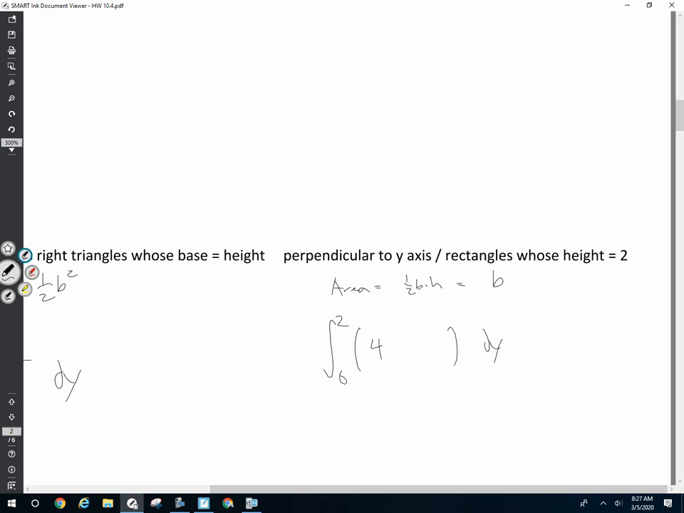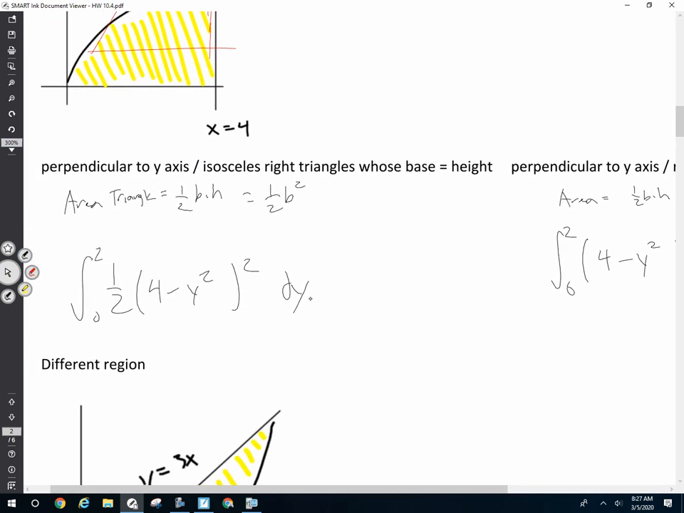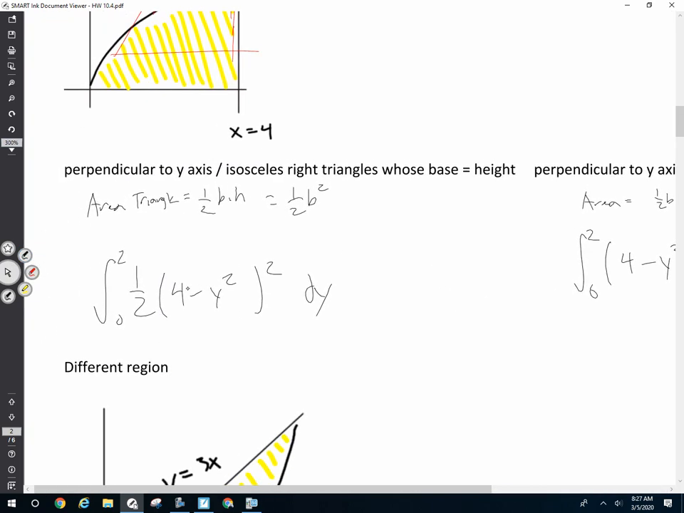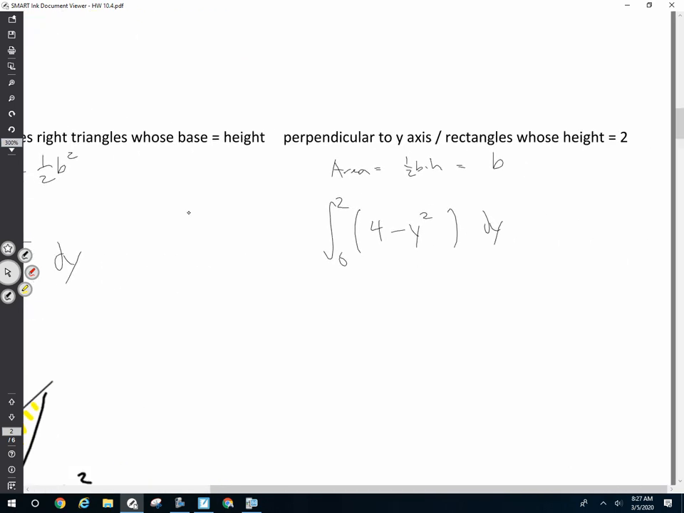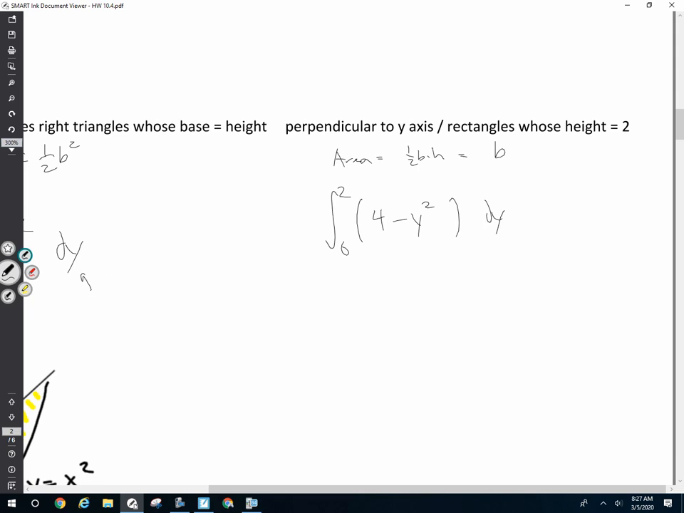Right is 4 minus y squared. Okay, and I probably would have you do this with a calculator, but be prepared to distribute. I probably would have you do this without a calculator. I'm not going to type this in the calculator.